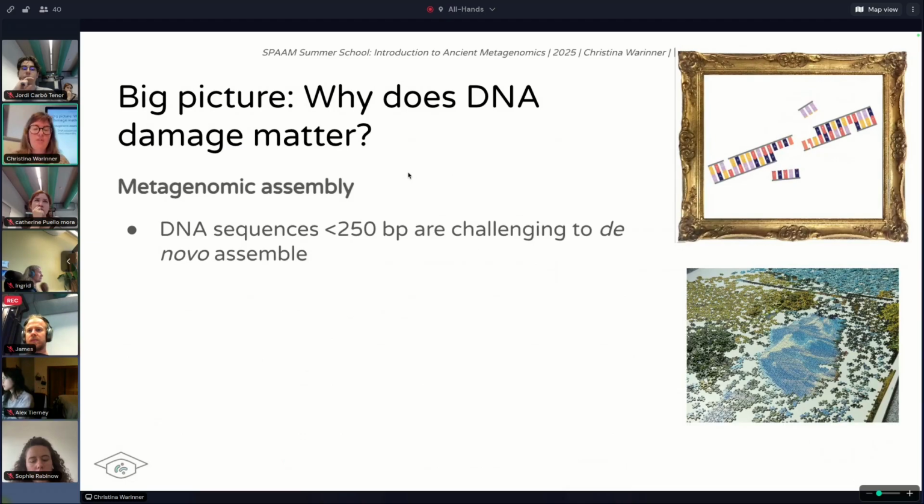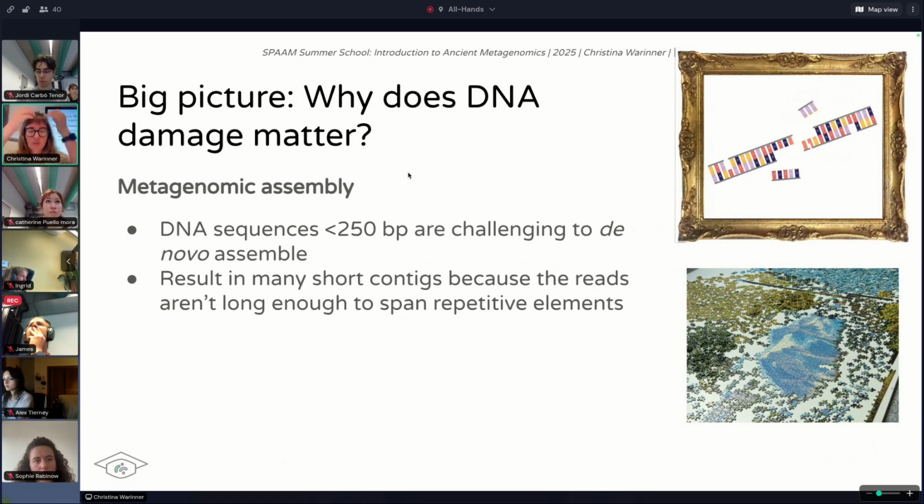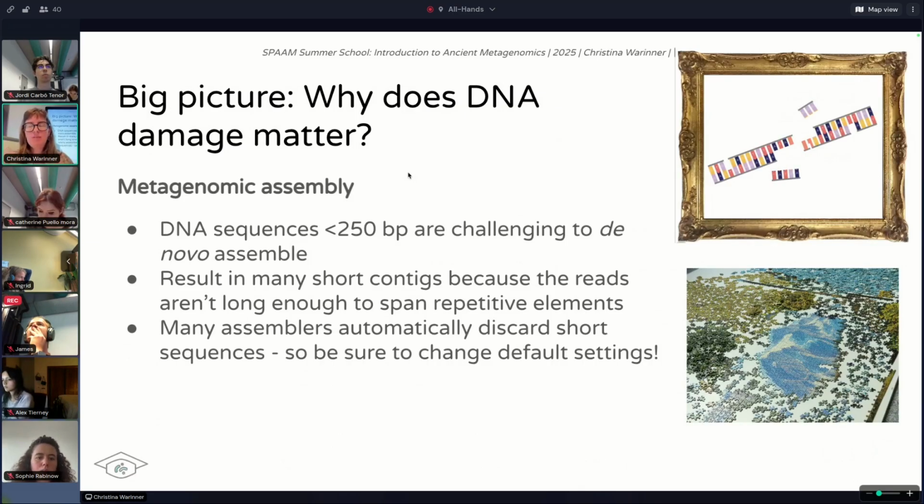So one solution that the field is increasingly turning to is metagenomic assembly, where we don't rely on those incomplete databases of reference genomes, but instead try to reconstruct the genome simply from our own data. It can be difficult to do de novo assembly with sequences that are less than 250 bases long, but there are increasing improvements in our methods that allow us to use short fragments of DNA to do this. One reason it's difficult is that really short sequences can lead to lots of short contigs, because they aren't long enough to span repetitive elements or other things. So you end up with smaller contigs, or contiguous assembled sequences.